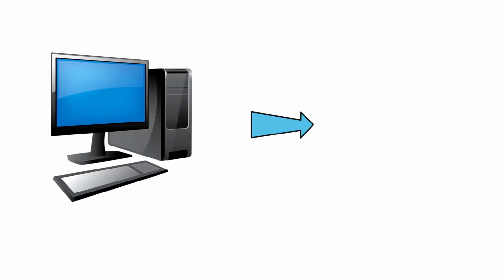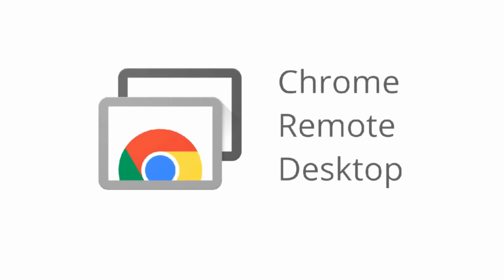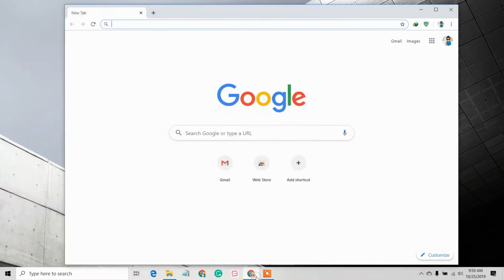Did you know that you can access your home computer on your Android device over the internet? Yes, if you want to remotely complete a task on your computer, Google's Chrome Remote Desktop is one of the easiest ways to do this. All you need to do is set up Chrome Remote Desktop on your computer.